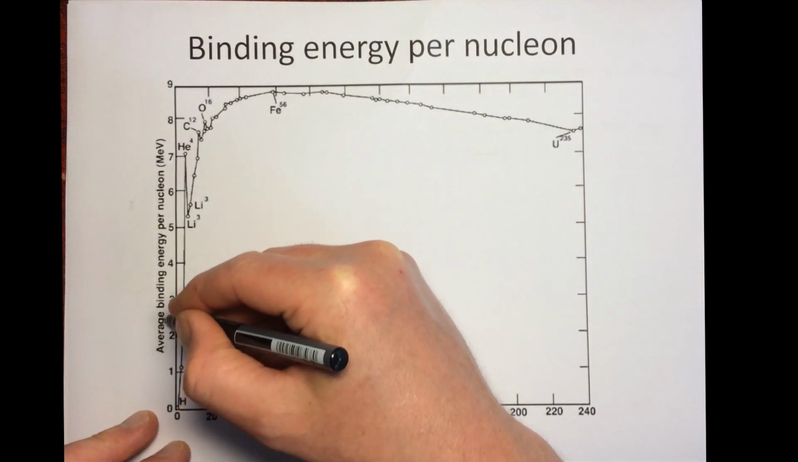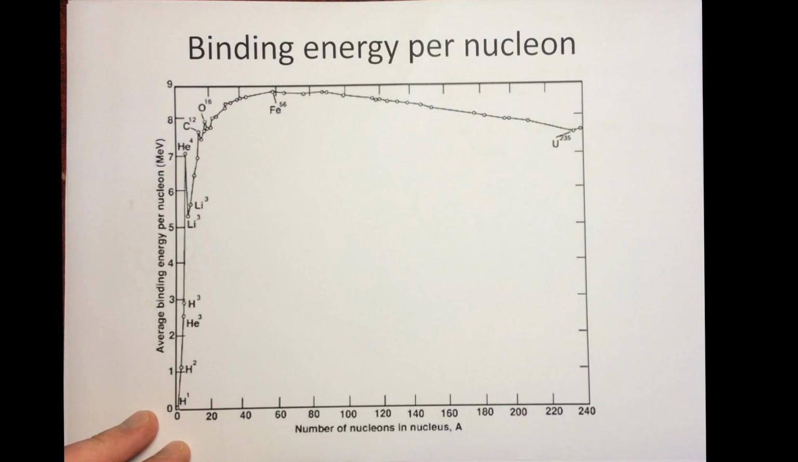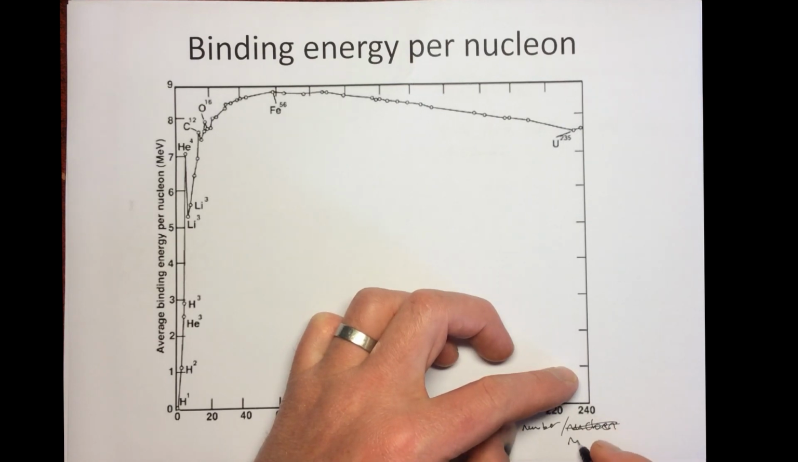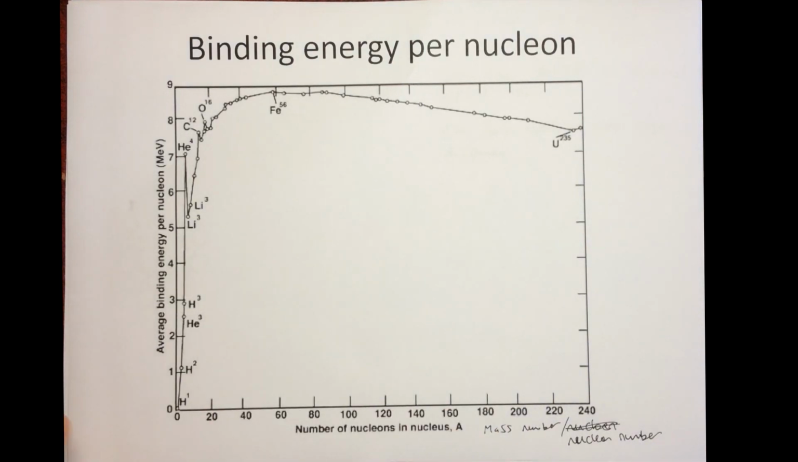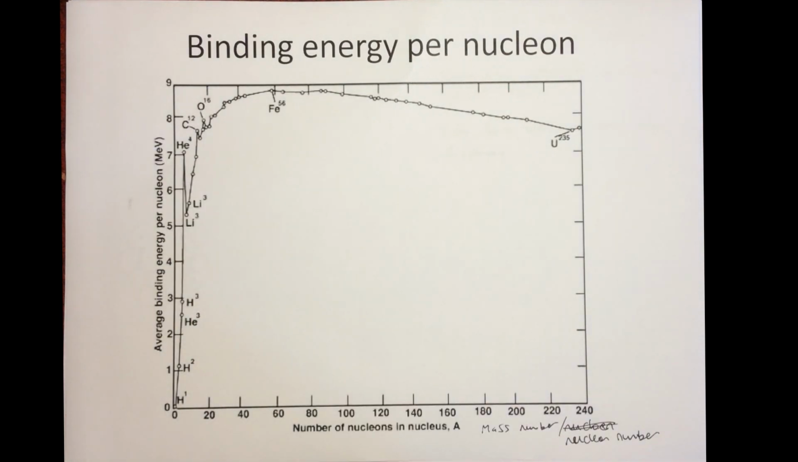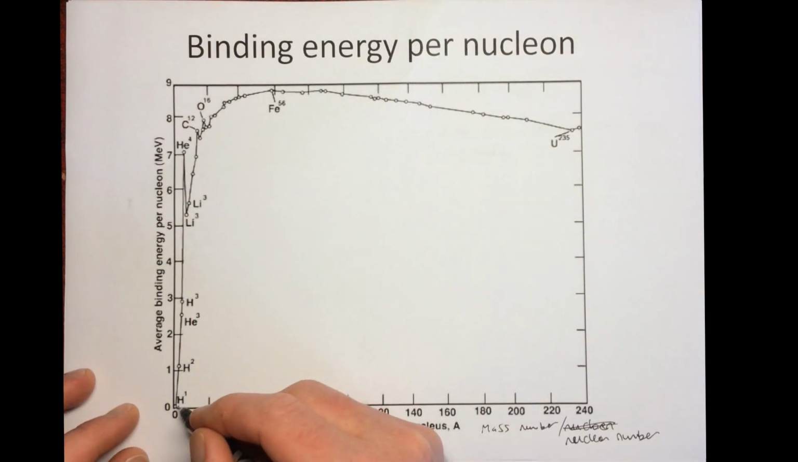This graph is the average binding energy per nucleon on the y-axis against the number of nucleons, or the mass number, on the x-axis. So on the x-axis we've got the mass number or the nucleon number, and on the y-axis we've got the average binding energy per nucleon. And what you find is this.